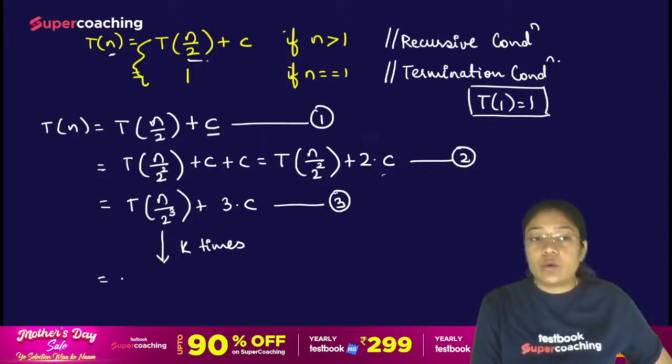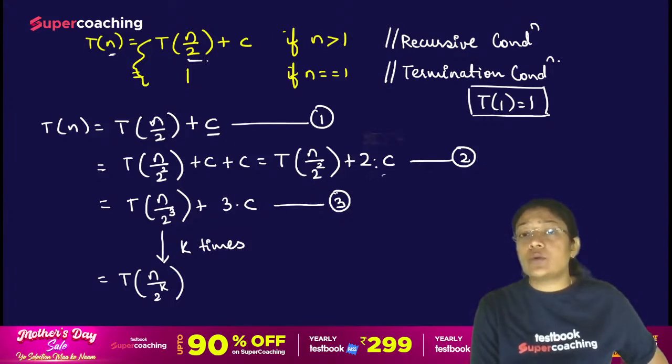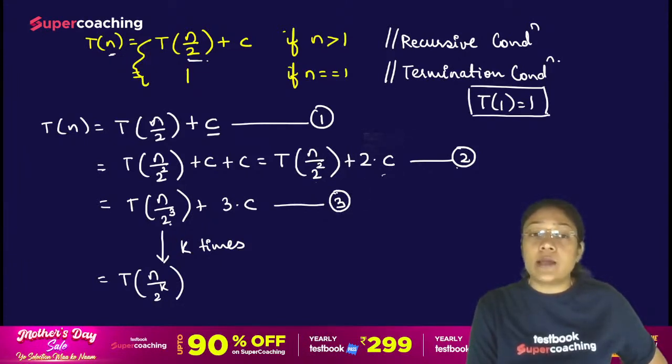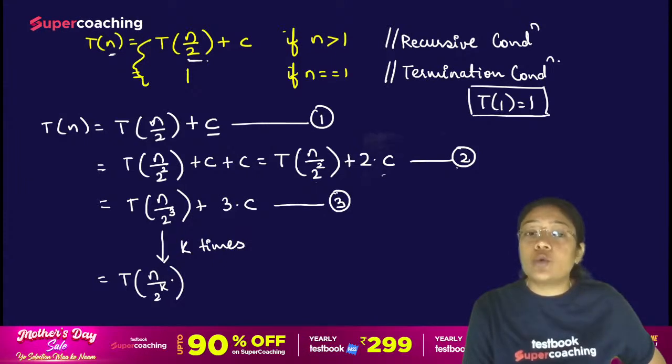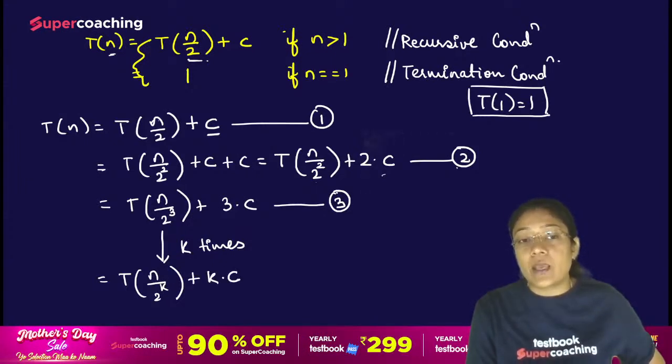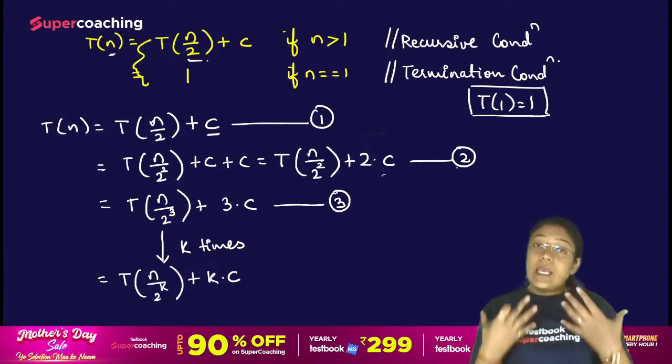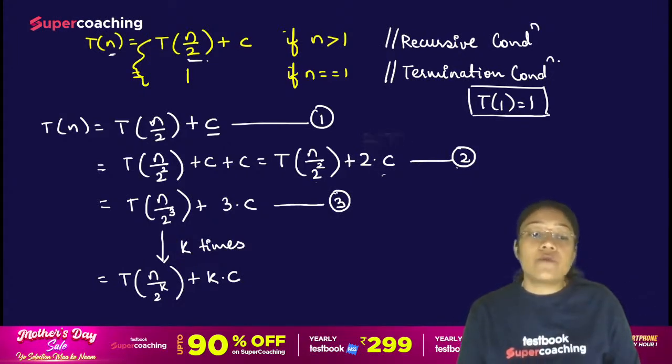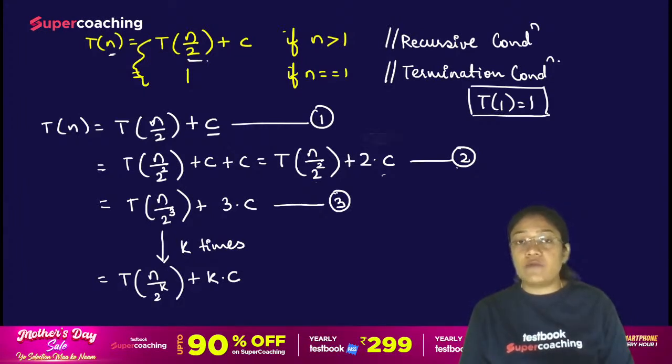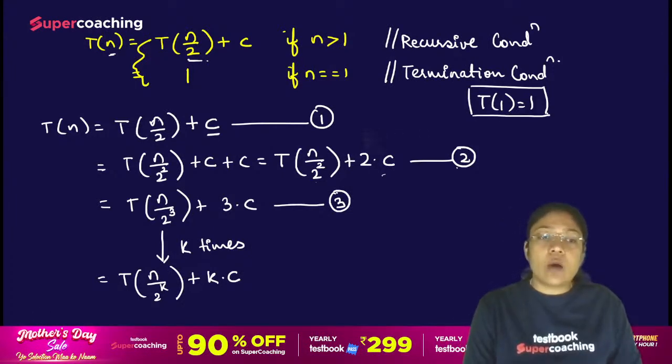So ultimately it comes out to be T of n divided by 2 raised to power k. अगर first step है, then it is 2 raised to power 1 plus 1 into c. If it's the second step, then it is n by 2 square, 2 raised to power 2 plus 2c. If it's for the third time, then n by 2 cube plus 3c. अगर kth time है, then it comes out to be n by 2 raised to power k plus k into c. ये तो हमारे पास जनरल आ गया, but k is a variable that we have considered for our evaluation, but actually in the given function there is no variable k given. So ultimately we have to find out what this k is.